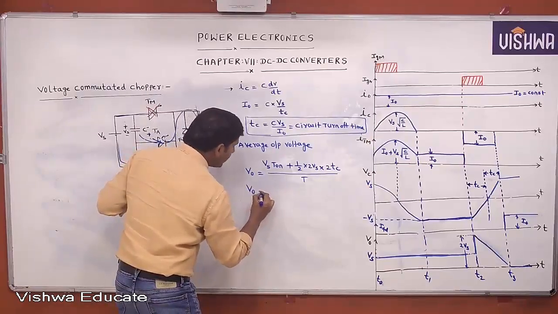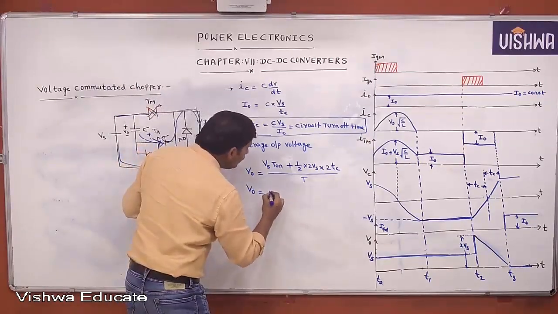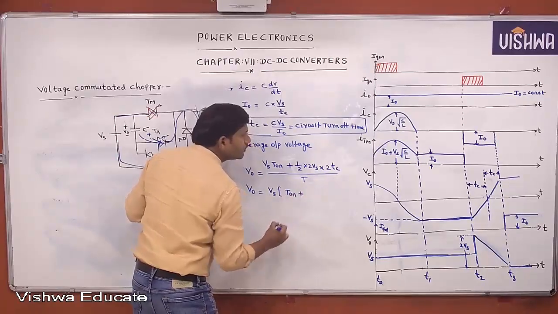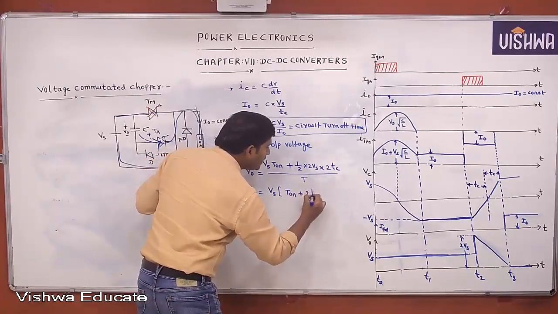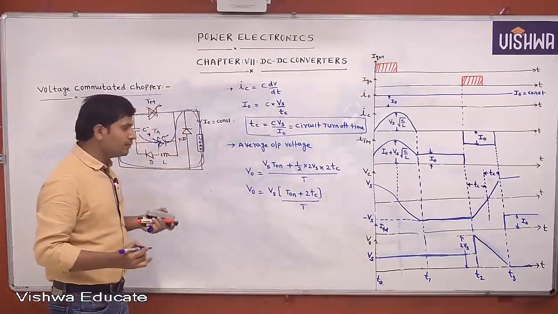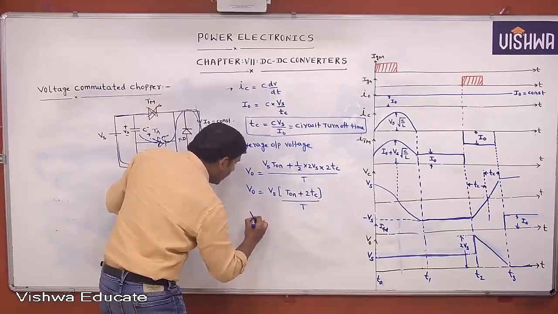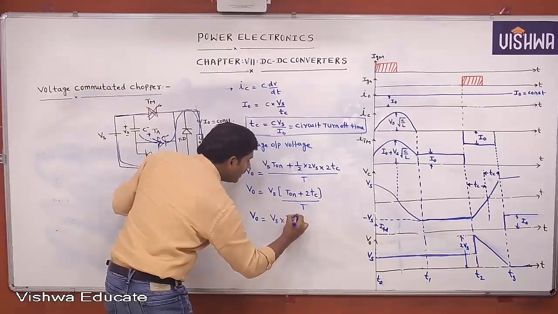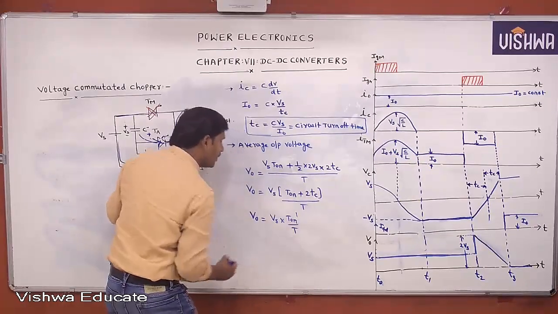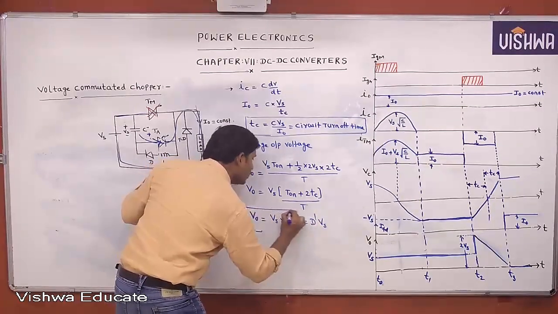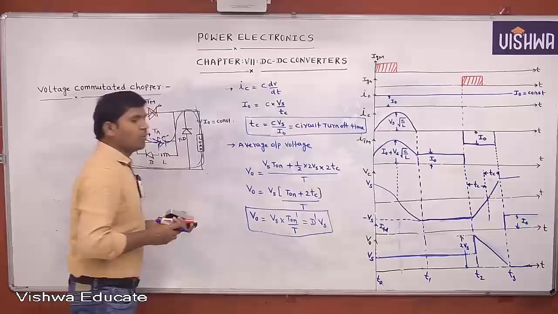Then shall we write like this? The average output voltage V naught equals Vs into, taking Vs common, T on plus 2 Tc by T. Then V naught equals Vs into T on dash by T, that is D dash into Vs. This is the average output voltage in the case of voltage commutated chopper.